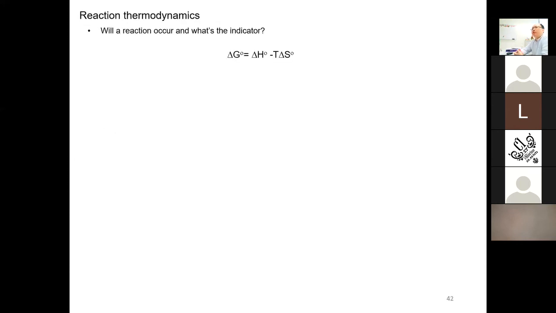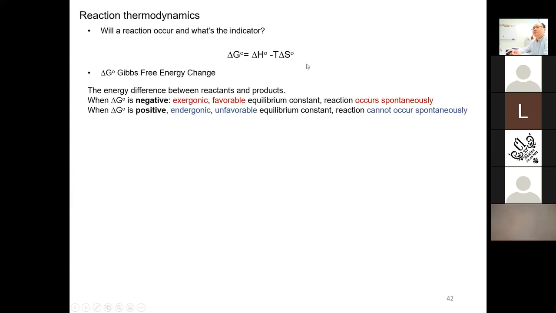So will a reaction occur, and what's the indicator? This is the Gibbs free energy equation. It is very important in general chemistry, and it determines whether a reaction can go or not. This one is the Gibbs free energy change, which is defined as the energy difference between reactant and products. When delta G is negative, it's called exergonic. It's favorable, with a favorable equilibrium constant, and the reaction occurs spontaneously.